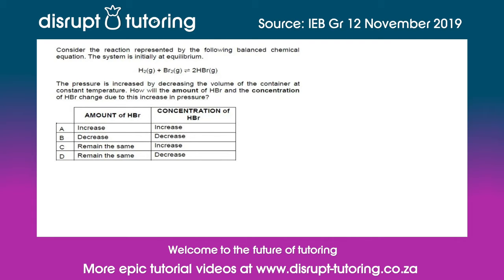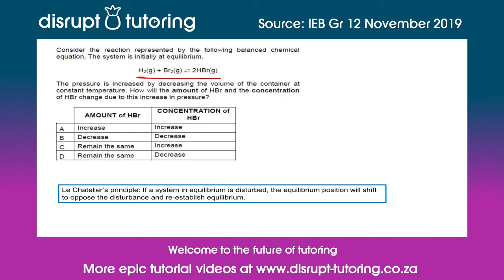Today we're going to do a chemistry multiple choice question from the November 2019 Grade 12 Physical Sciences, Paper 2. This question deals with a system in equilibrium represented by this balanced chemical equation of the three gases hydrogen, bromine, and hydrogen bromide. The question then tells us that the volume of the container is decreased, which increases the pressure of the gases. And it then asks us to determine how the amount and concentration of the product, hydrogen bromide, changes with this disturbance. To answer this question, you need to recall Le Chatelier's principle.